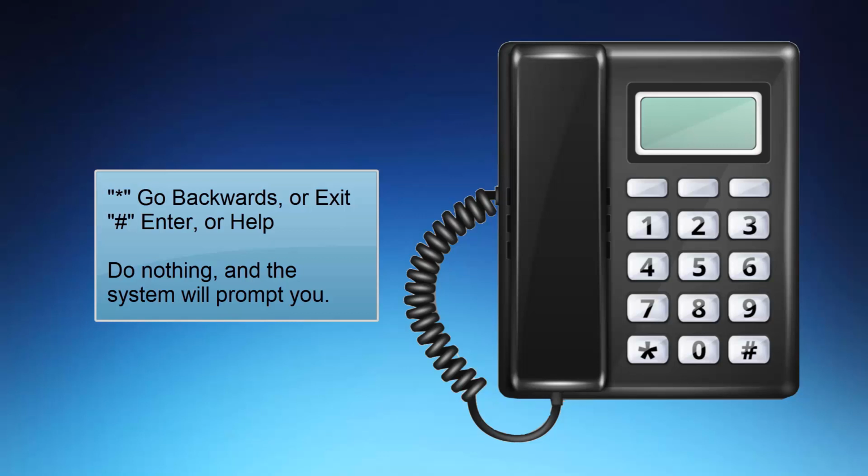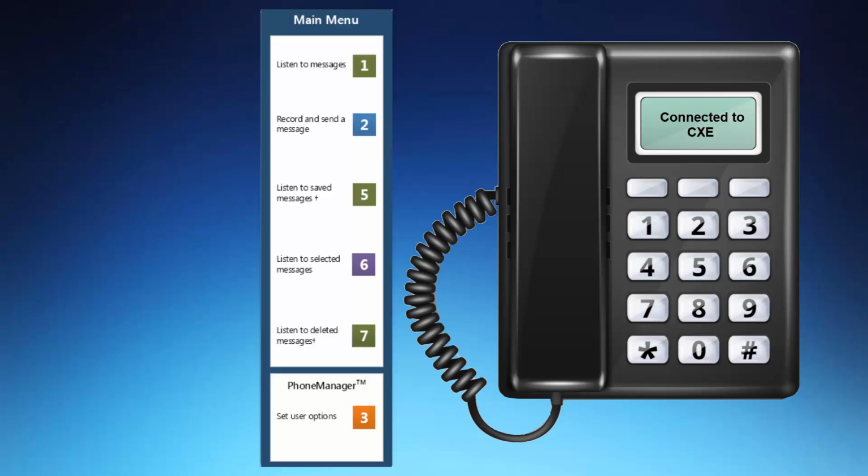And as always, if you do nothing, the system will prompt you with a menu of items that you can choose at that particular stage in your mailbox management or wherever you are in your mailbox. When you log into your mailbox, you will be offered any new messages. At that point, simply follow the prompts. If there are no messages, press 5 to access your saved and read messages. Let's see this in action.